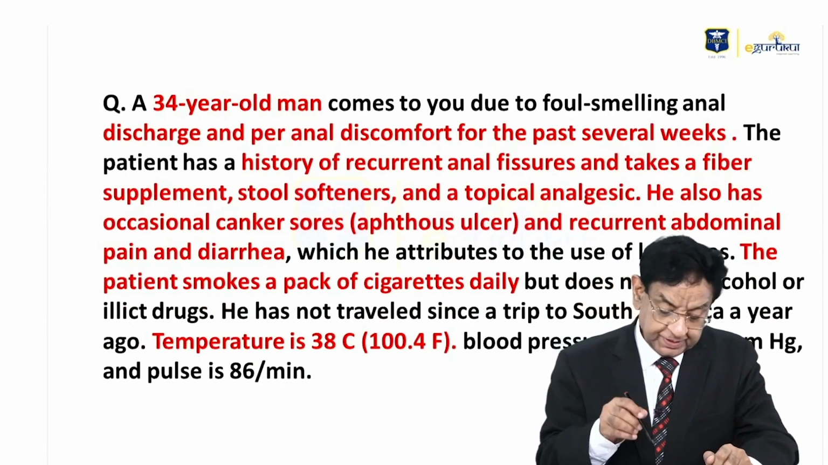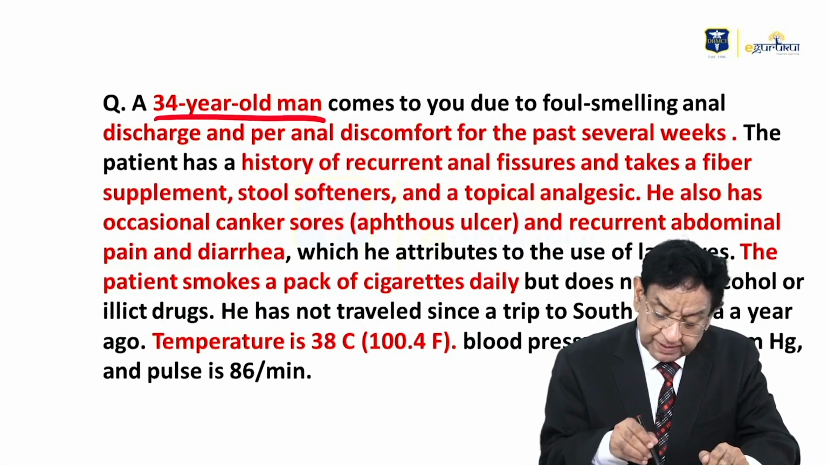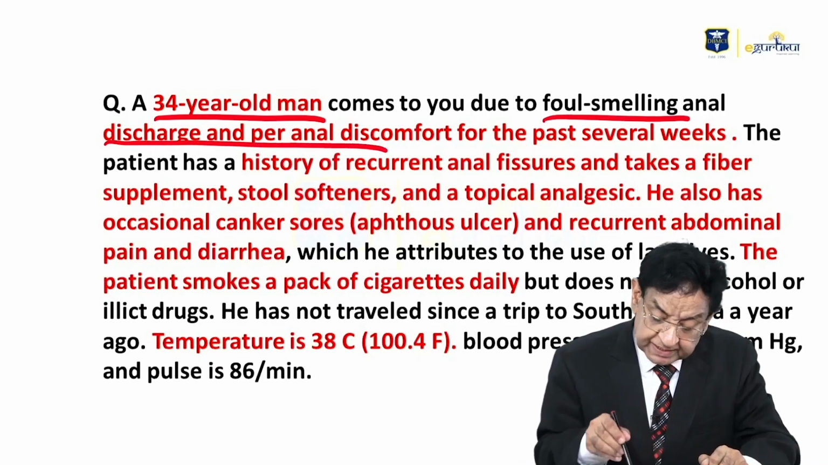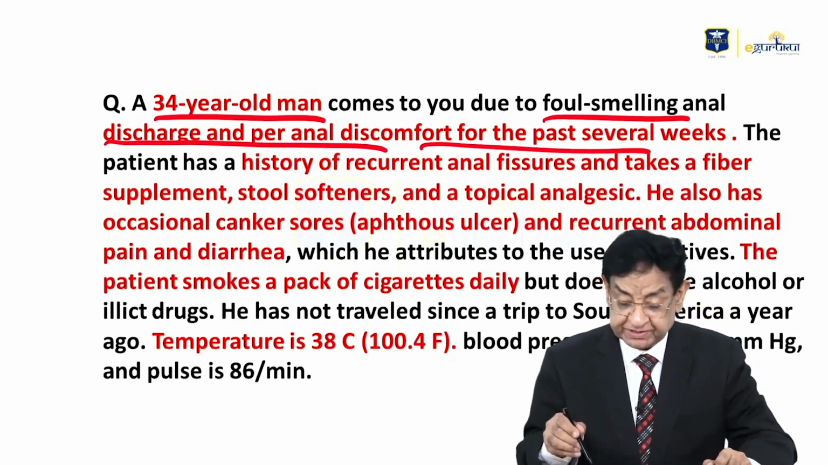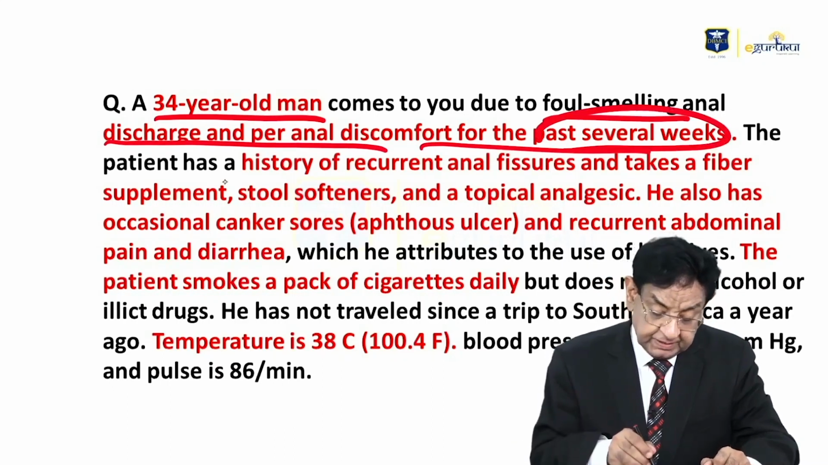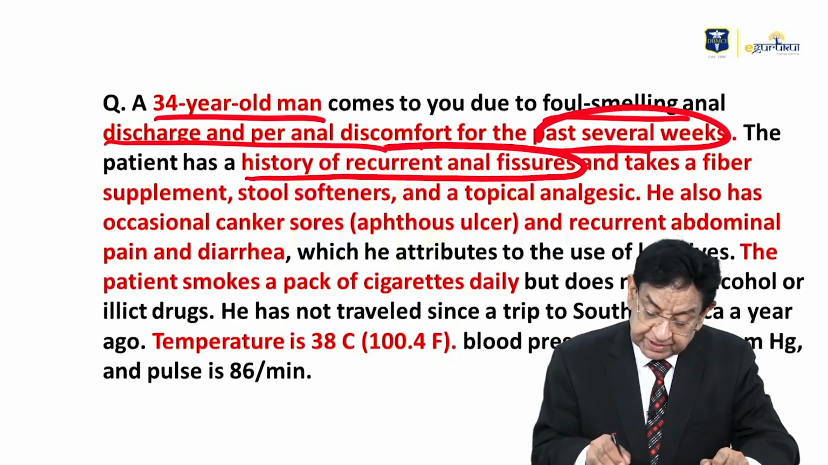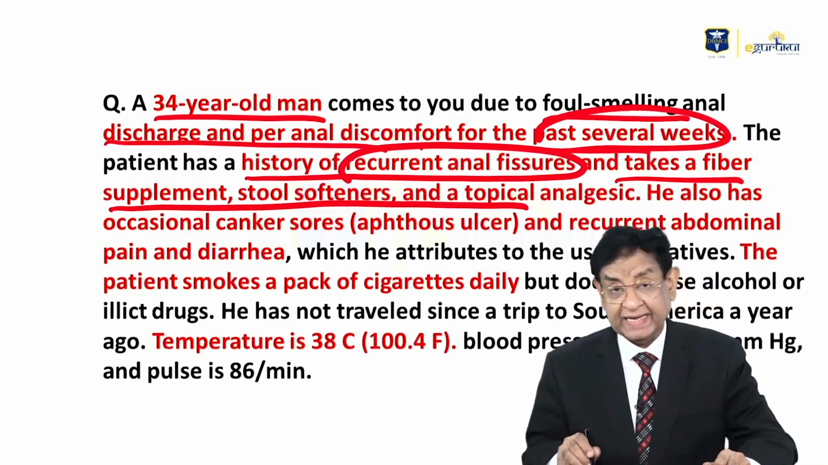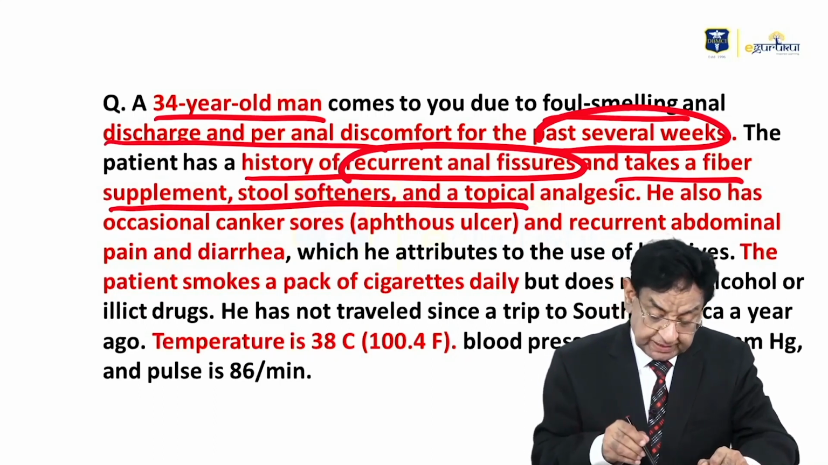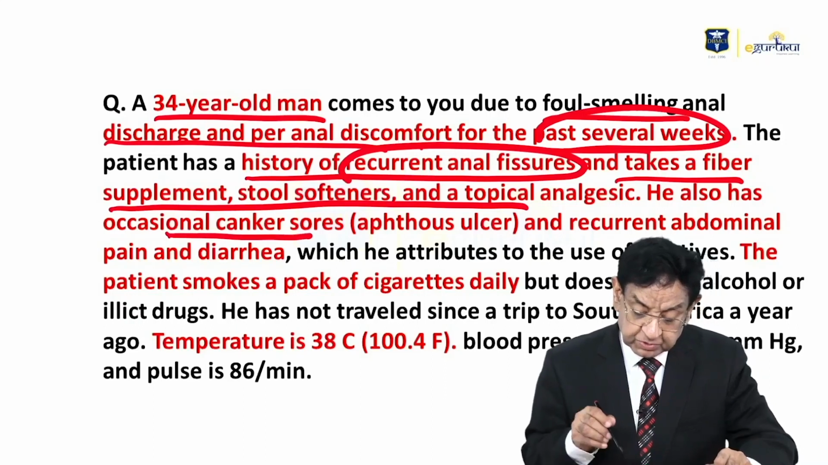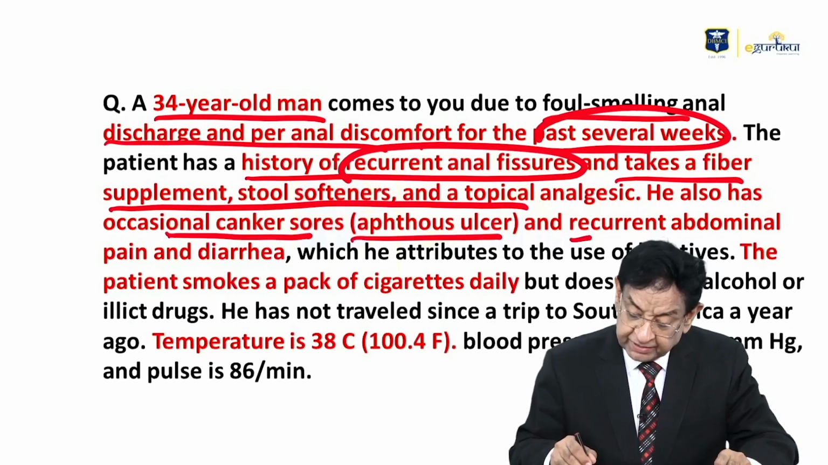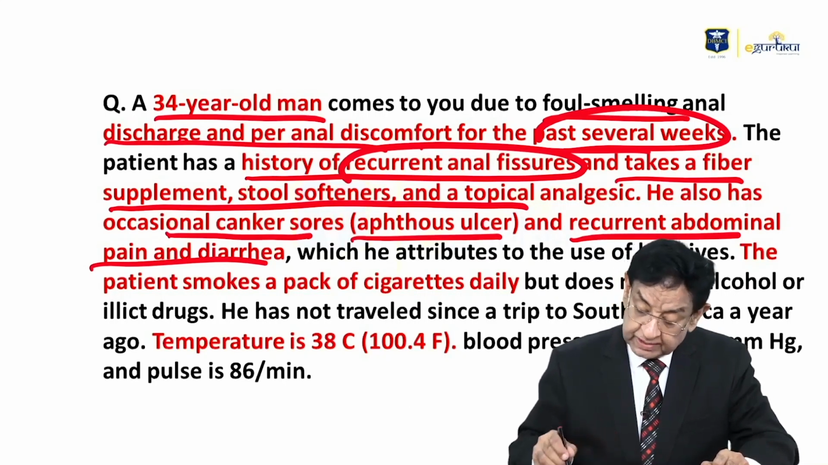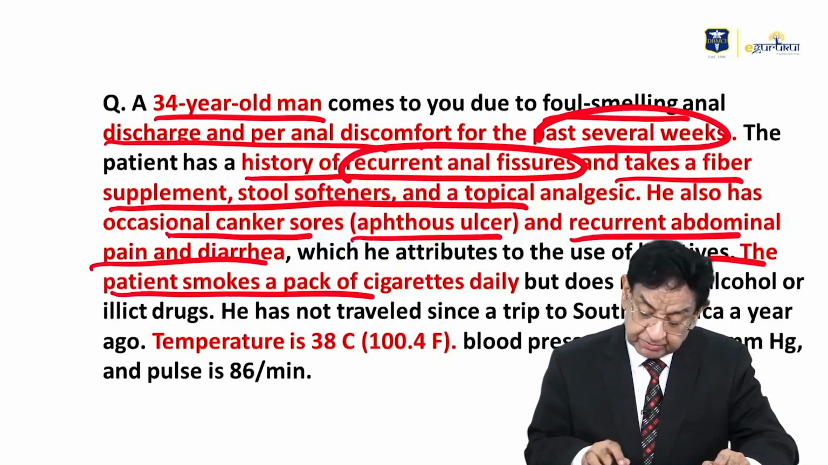Hello everyone. We have a 34-year-old man who comes to you due to foul-smelling anal discharge and perianal discomfort for the last several weeks. The patient has a history of recurrent anal fissure and takes a fiber supplement, stool softener and topical analgesic. He also has occasional canker sores, so-called aphthous ulcer, and recurrent abdominal pain and diarrhea. Well, the patient smokes a pack of cigarettes daily.